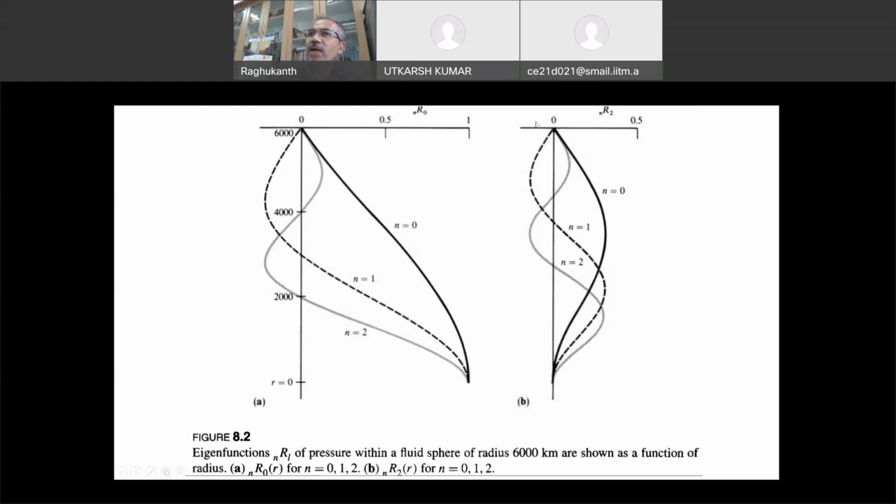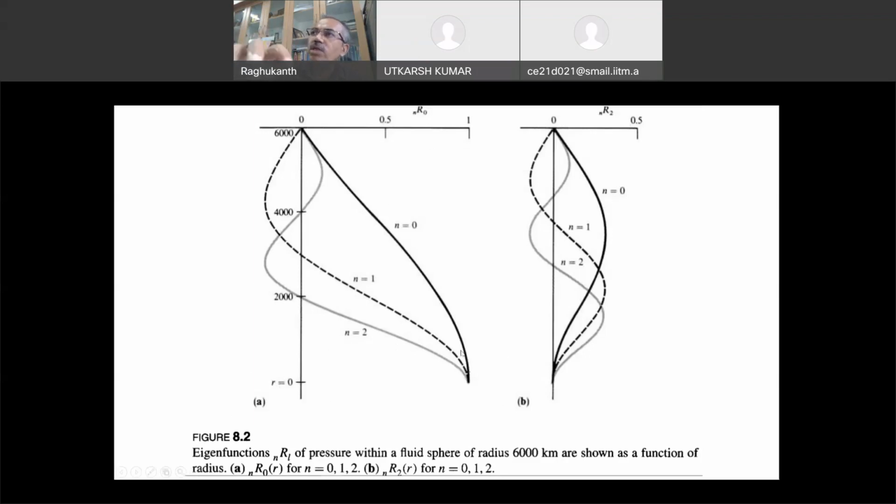What is happening on the right side? What is the value of the mode at R is equal to 0? What is the displacement here at R is equal to 0 for NR2? Zero. So what does it tell you? Whether the center of your sphere is oscillating or vibrating in this mode shape? No. Now on this side, what is happening at R is equal to 0? What is the value? One. It is one. So what does it mean?